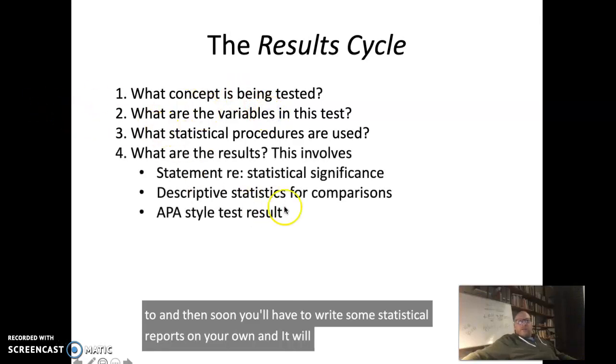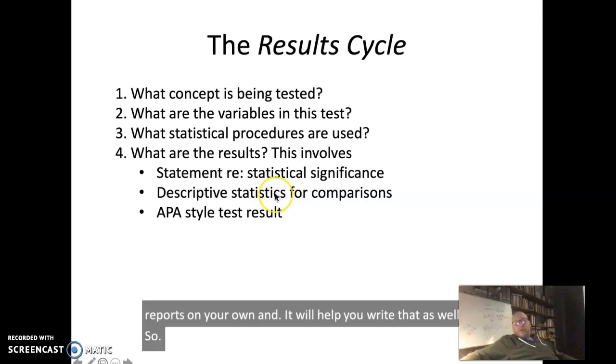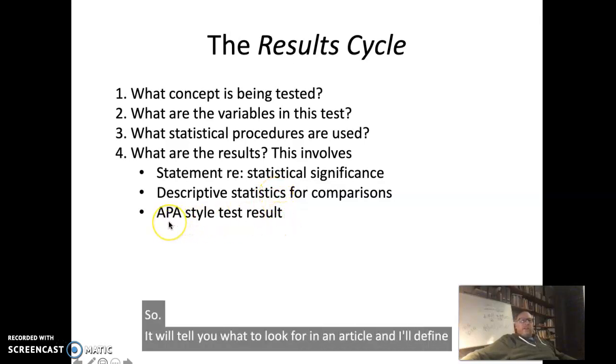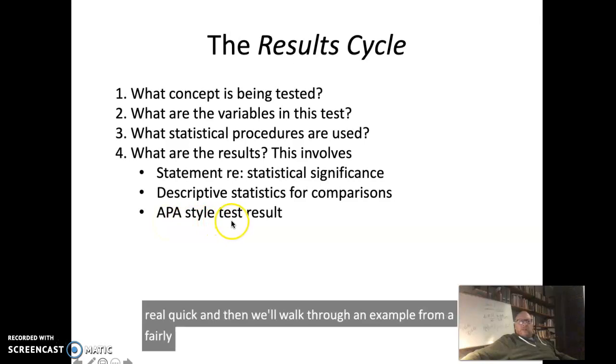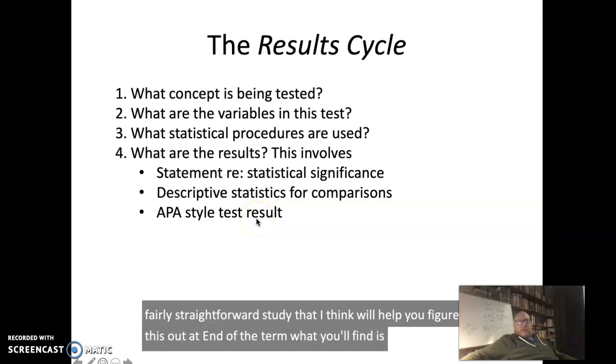The results of it involve 3 things. A statement about statistical significance, and that basically means statistical significance is when you reject the null hypothesis and you say that the group means are actually different. There are some descriptive statistics so you can get a sense for how different they are. So you can see the mean of one group and the mean of the other group. And then in APA style manuscripts, you will see the result written in a certain way.